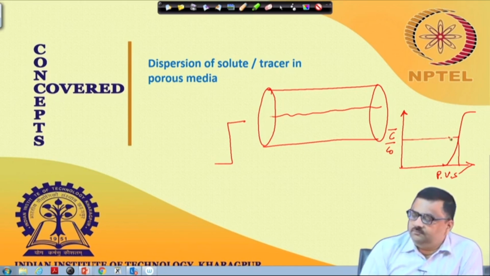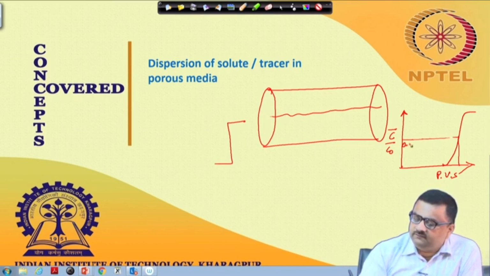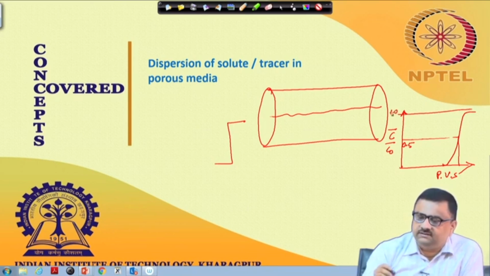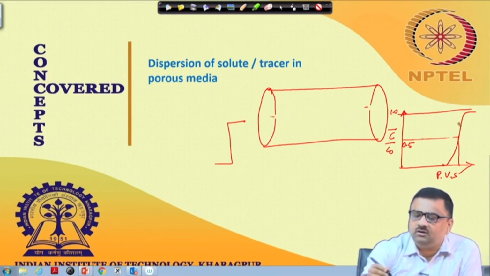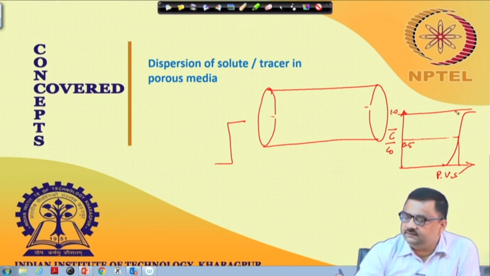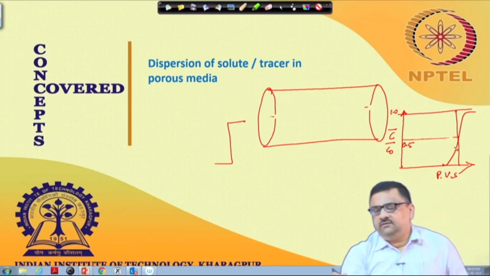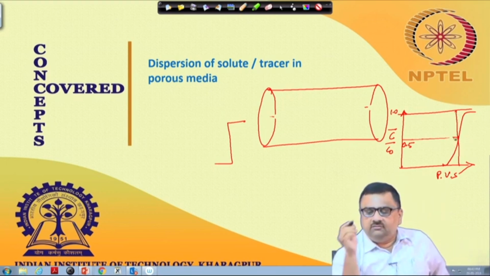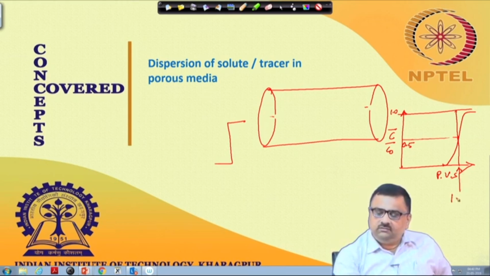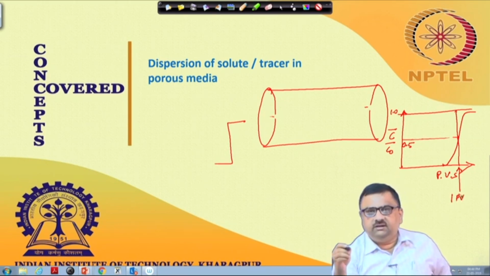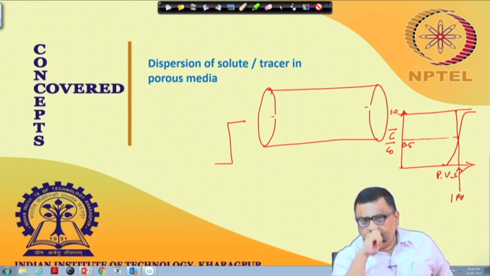So this is 0.5 and this is 1.0. So at the end it would be reaching 1.0. If we assume that there is no fracture, then we would have expected a plot something like this, and we call this 1 pore volume, 1 PV. Why are we calling this 1 PV?